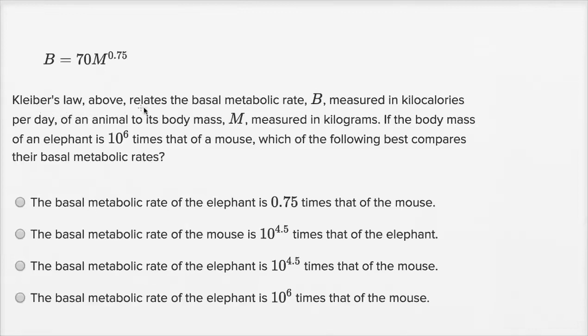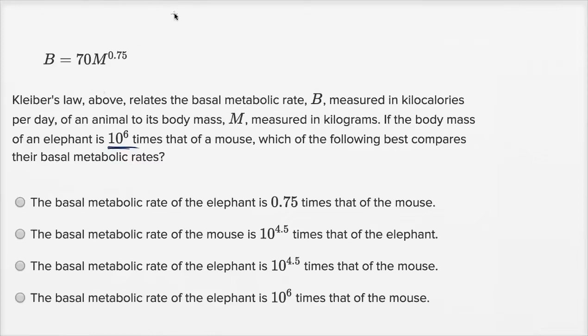Kleiber's law above relates the basal metabolic rate B, measured in kilocalories per day, of an animal to its body mass M, measured in kilograms. If the body mass of an elephant is 10 to the sixth times that of a mouse, which of the following best compares their basal metabolic rates? All right, so let's think about this a little bit.